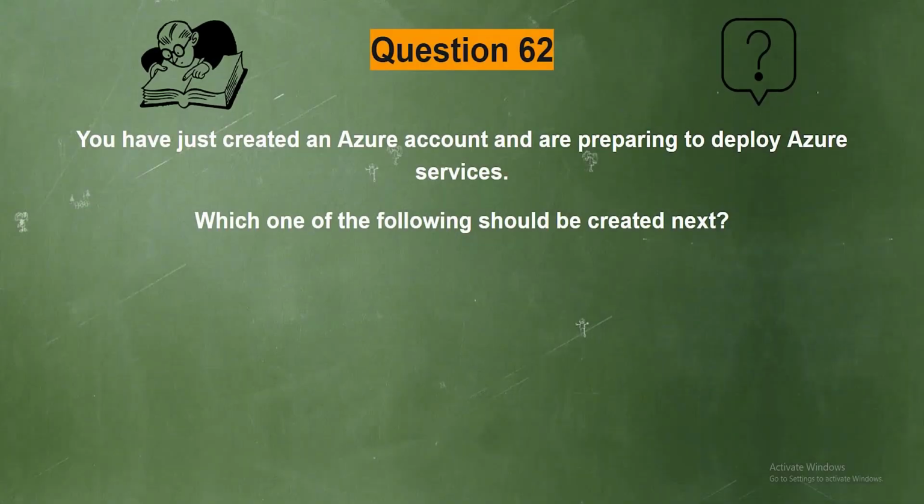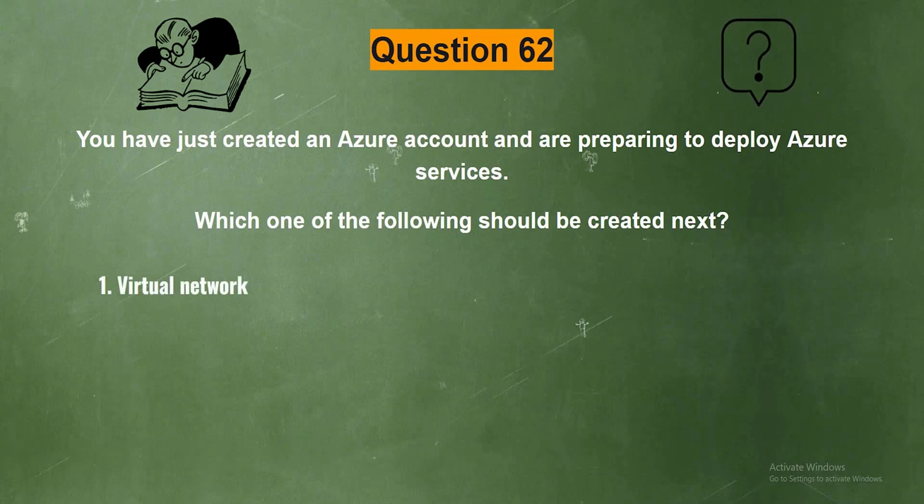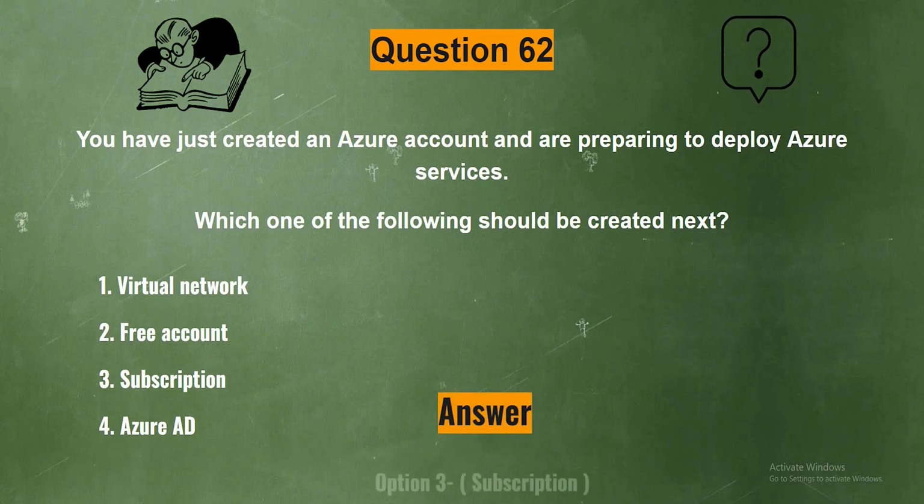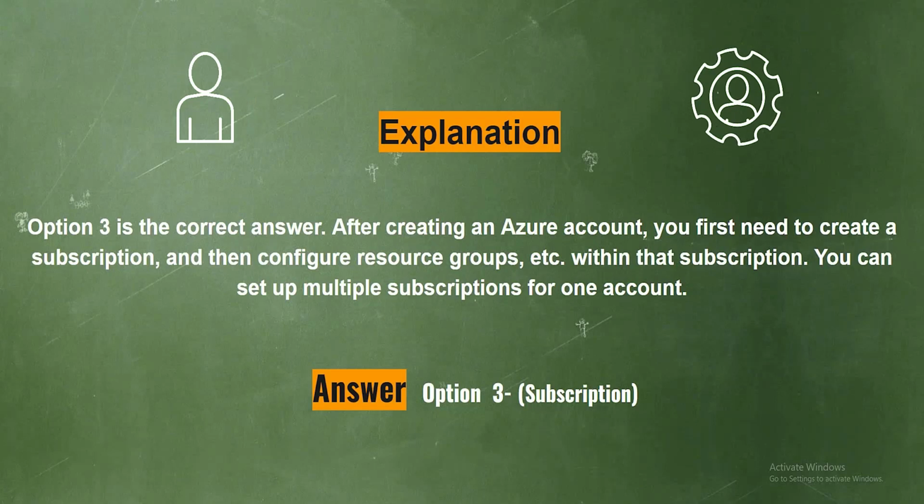Question 62. You have just created an Azure account and are preparing to deploy Azure services. Which of the following should be created next? And the options are: option 1, Virtual Network; option 2, Free Account; option 3, Subscription; option 4, Azure AD. And the correct answer is option 3, Subscription. Explanation. Option 3 is the correct answer.